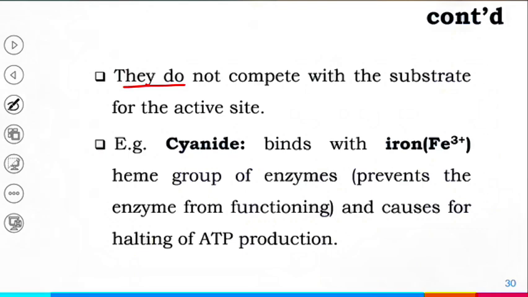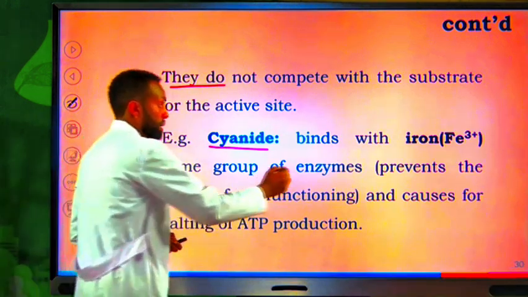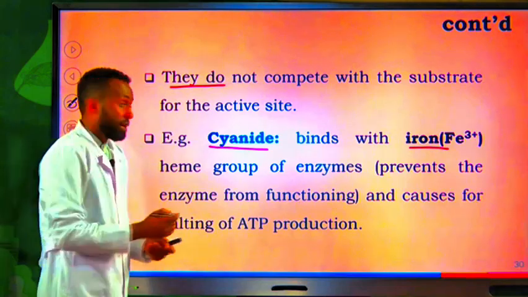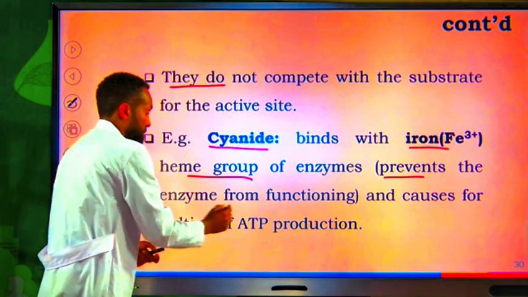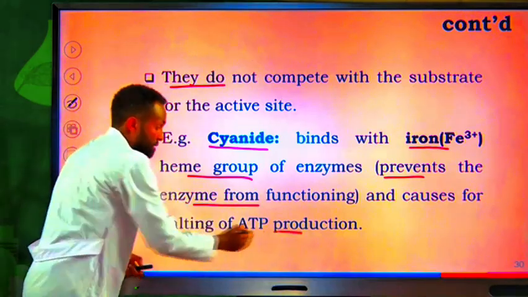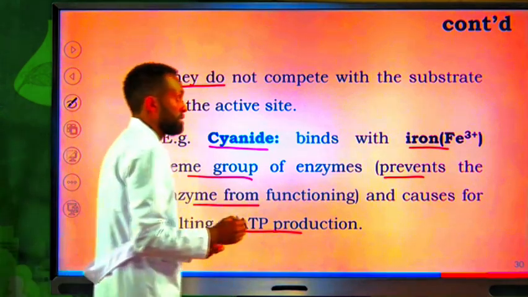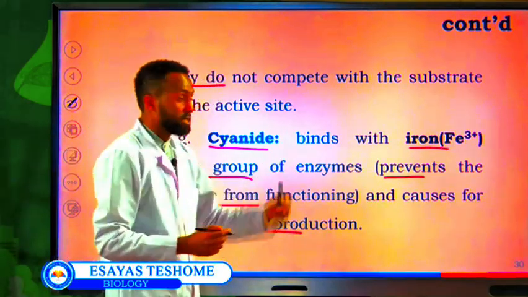As an example, cyanide. The cyanide chemical binds with what? Iron. This iron is located on the heme group of enzymes. As a result, if cyanide binds with iron, it prevents the enzyme from functioning and causes the halting of ATP production. Which means that if the cyanide ion gets into our body, specifically the red blood cell, it binds with what? Iron. On the iron part, there is a heme group enzyme.